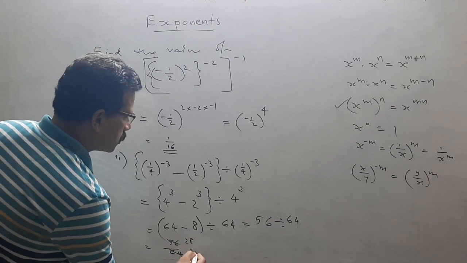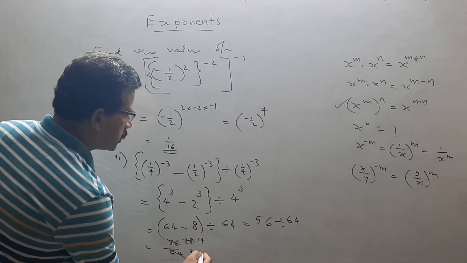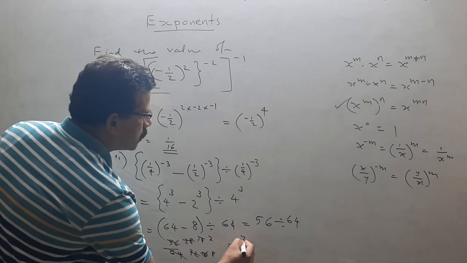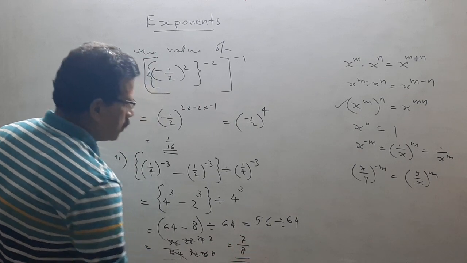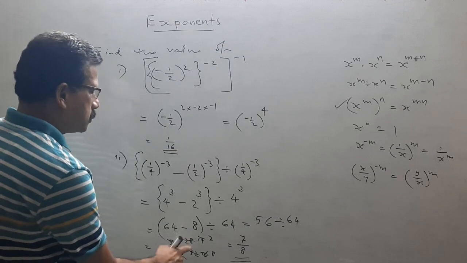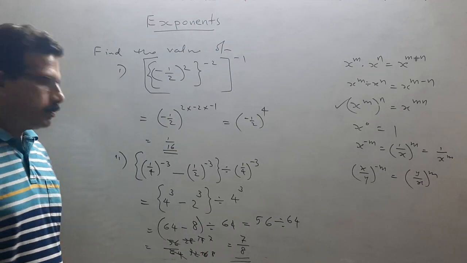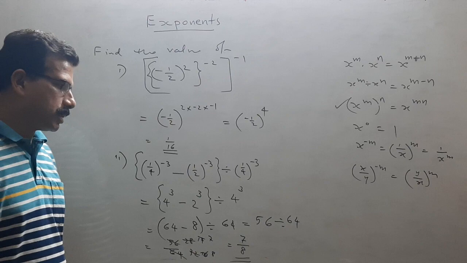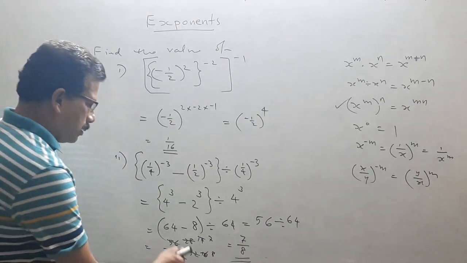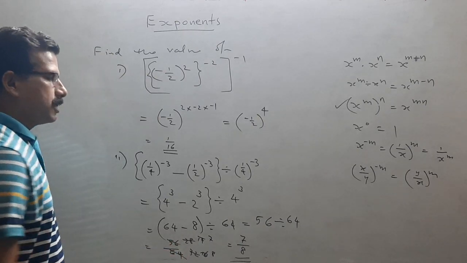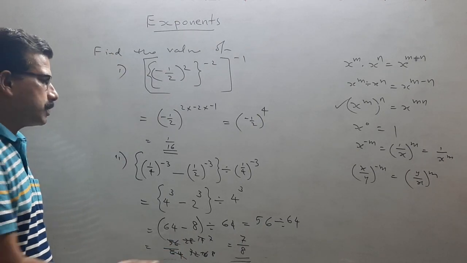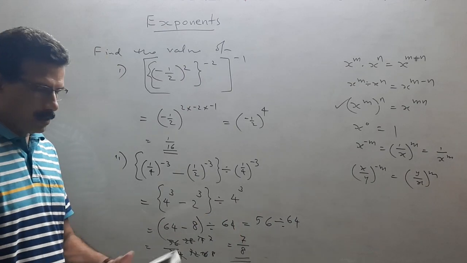28, 32, 14, 16, 7 and 8. 7 by 8 is the answer. We can divide with any number, it's up to you. I cancel with 2 and again 2, again 2. If you are not sure, 7 8s are 56, 8 8s are 64. With the 8 directly we can cancel, no issue. But the ordinary way also we can do.